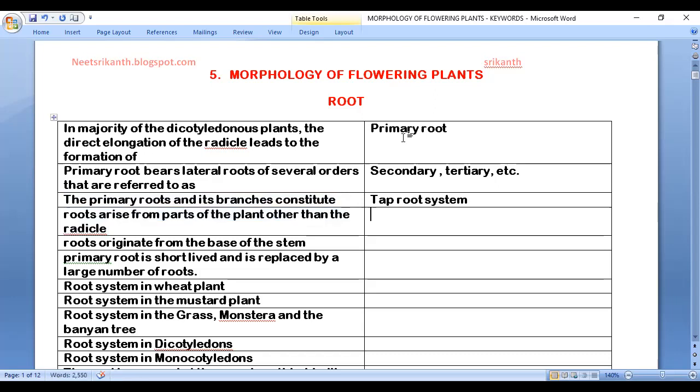Roots that arise from parts of the plant other than the radicle are called adventitious roots. Roots originate from the base of the stem. Fibrous root system: the primary root is short-lived and is replaced by a large number of roots in monocotyledonous plants.